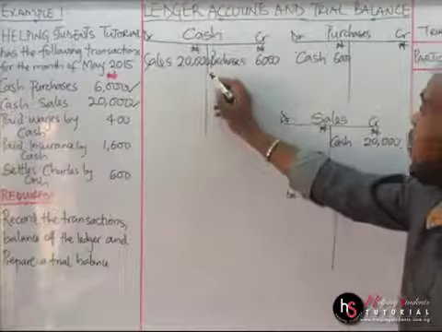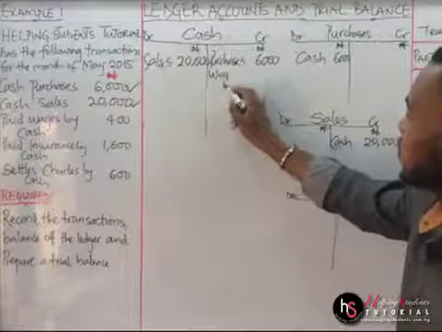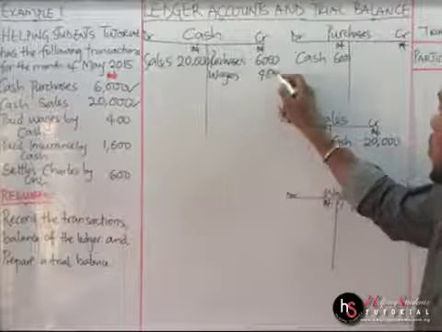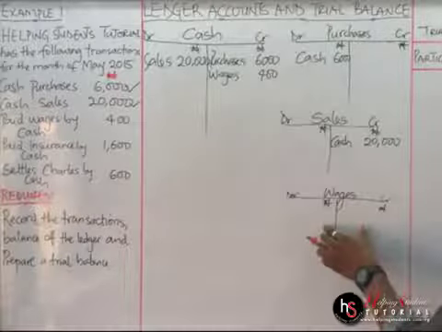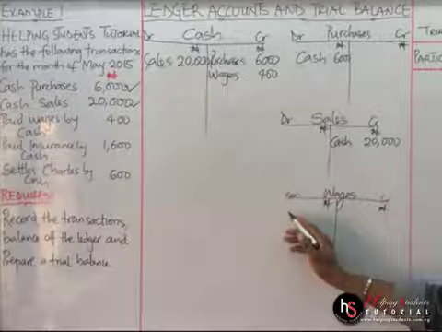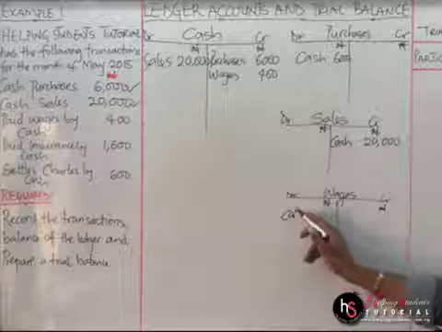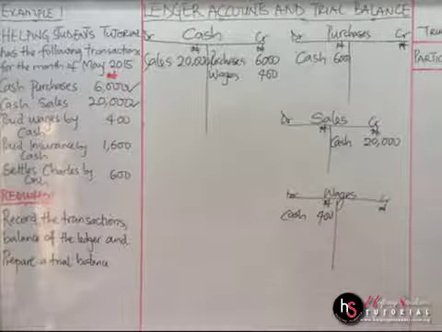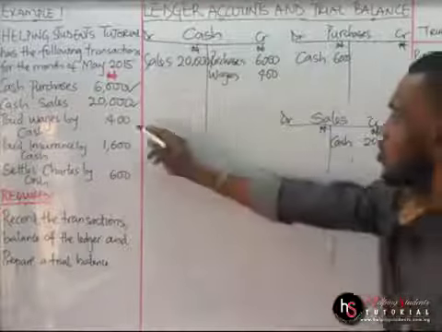Wages, right? So we'll have wages. And how much is the wages? 400. Okay? Now when we come over to the wages transaction, we'll come to the debit side and we'll write what? Cash. And it's going to be a cash of what? 400. Okay? We are done for the wages.